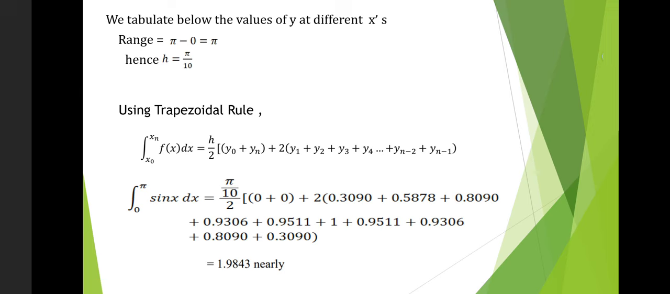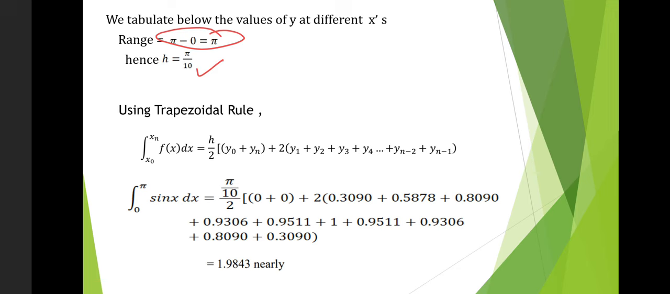Now let us solve this problem using the trapezoidal rule. First we find the range. How to find the range? The lower limit is 0 and the upper limit is pi, so the range is pi. Then the interval is divided into 10 equal parts. Therefore, h is equal to pi by 10.